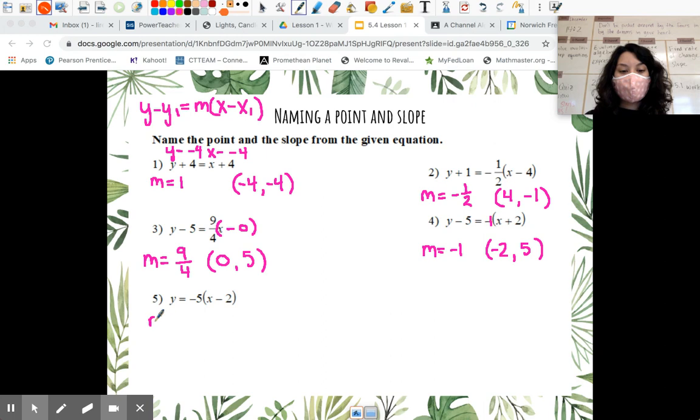My slope for number 5 is -5. My x value is a +2, not a negative. My y value has to be 0. Similar to up here, it was just an x by itself, so the x value was a 0. If it's just a y by itself, the y value is a 0.